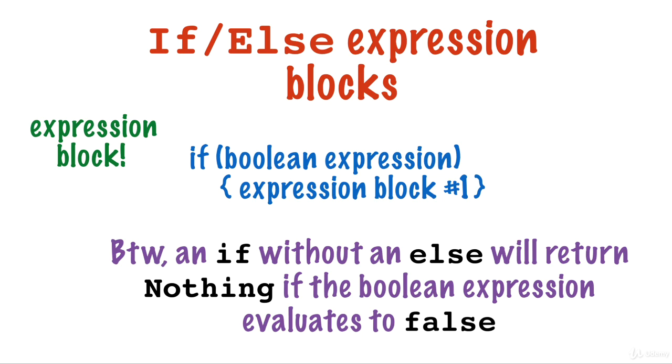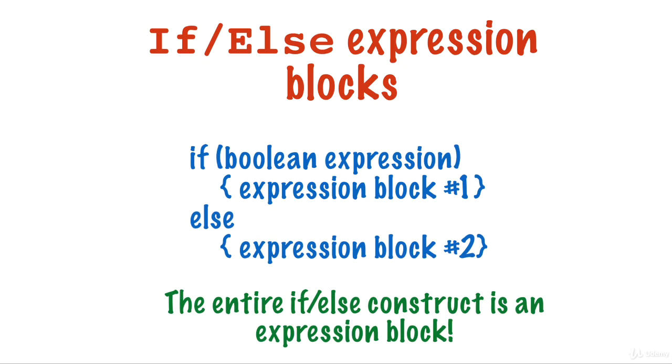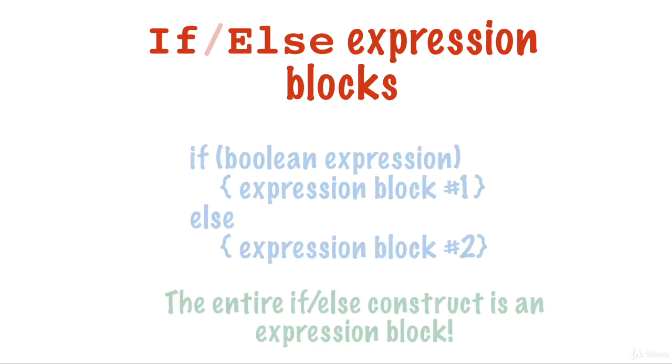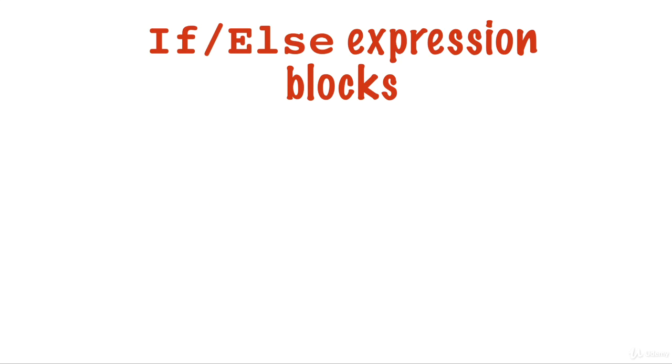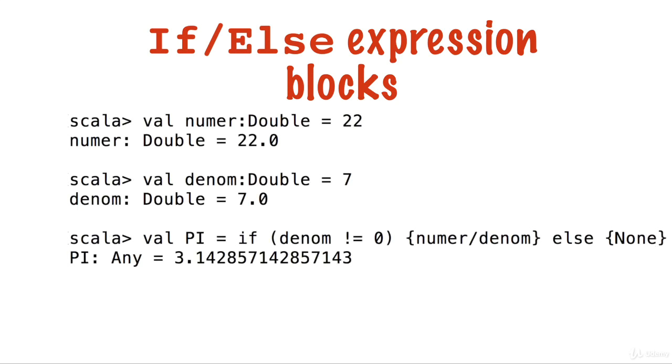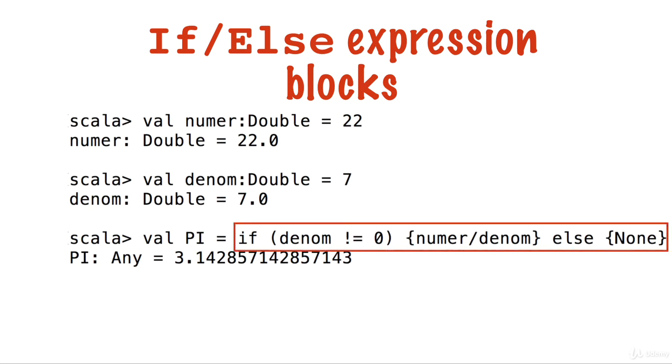And this leads to an interesting possibility. If you have an if expression without an else clause, if the Boolean expression evaluates to false, the return value of the entire construct will be nothing. It will be the special value nothing. This is important to realize because there are a whole bunch of situations in Scala where you might end up with a value of nothing and you might be scratching your head wondering why. Let's check out an example.